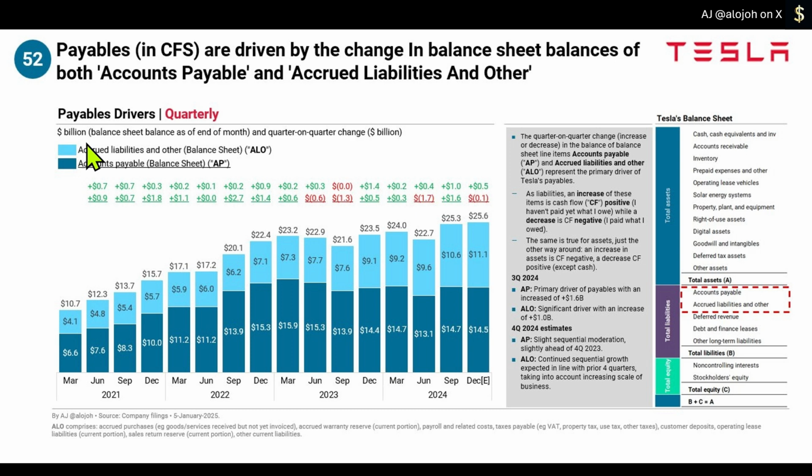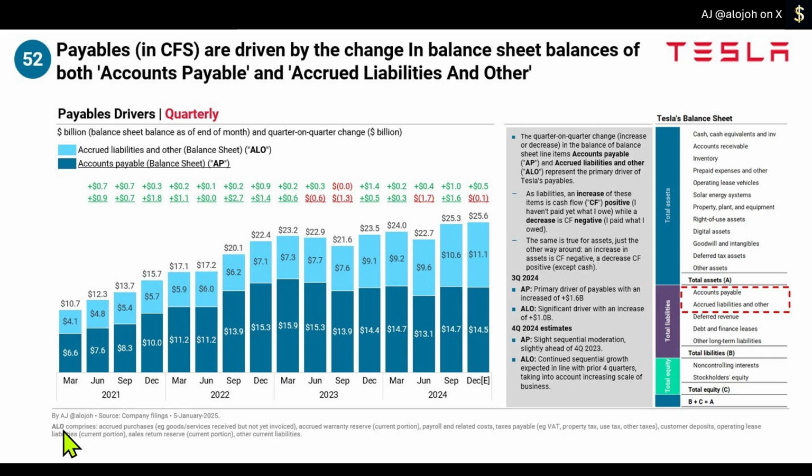Because this is often misreported. For example, when there's a huge benefit and accounts payable go up, people often misreport, oh, Tesla is trying to boost their cash flow numbers by paying suppliers slower. This is typically BS because of this situation. You have these two main items, and you can see over time the ALO has grown quite a bit. So what is it?